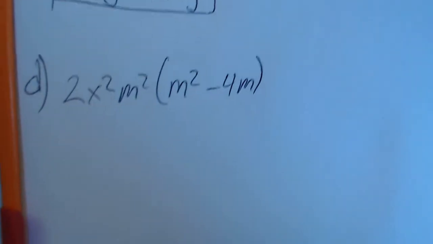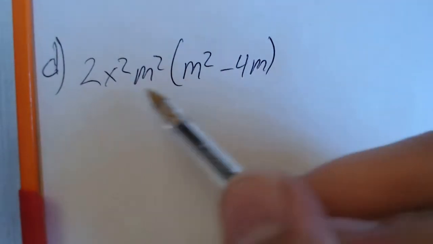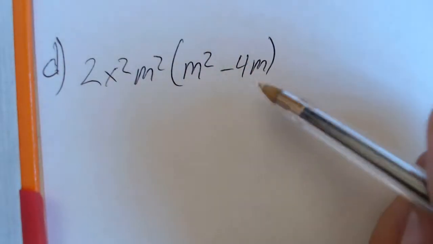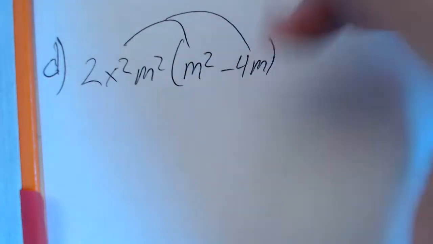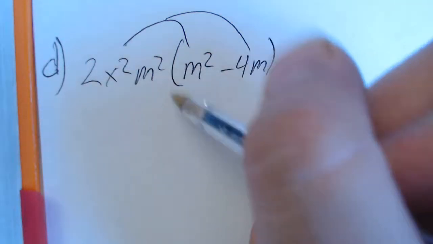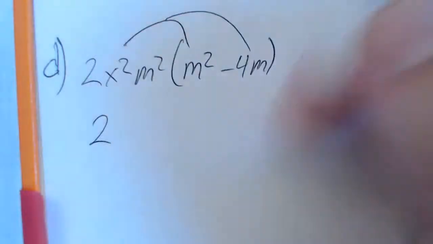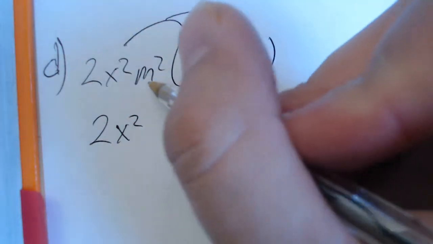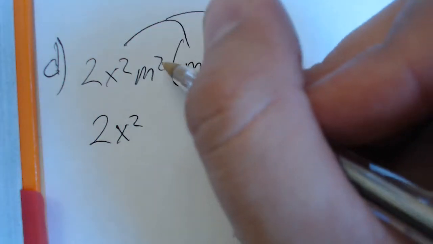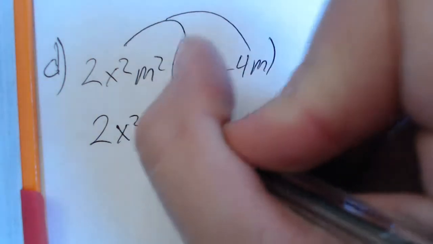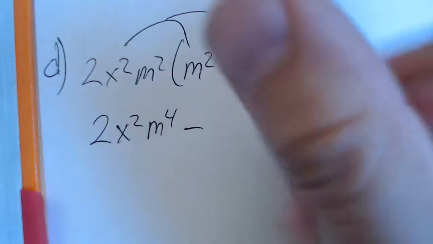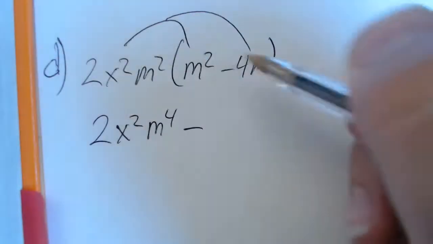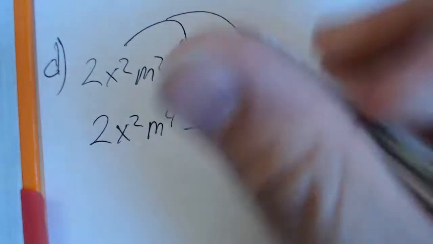The last one, D, 2x squared m squared times parentheses m squared minus 4m. So distributive property, multiply by the first, multiply by the second. No coefficient here, so 2 times 1 is 2. X squared doesn't have any x's, so we're just going to copy x squared. And then m squared and m squared are both the same, so we add the exponents to give us m4. Then we copy our minus sign. 2 times the whole number 4 gives us 8.